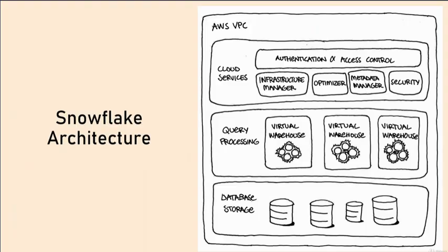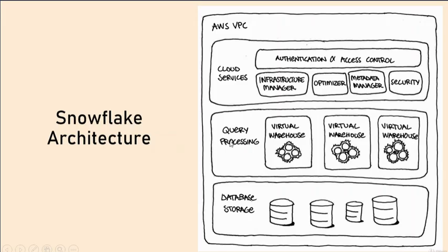The Snowflake architecture consists of 3 layers: the database storage layer, the query processing layer, and the cloud services layer. When you load data into Snowflake, Snowflake converts the data into microfiles, and it stores the files in Amazon S3 buckets. As of today, Snowflake charges $23 per terabyte of storage, which is exactly the same price that AWS charges.